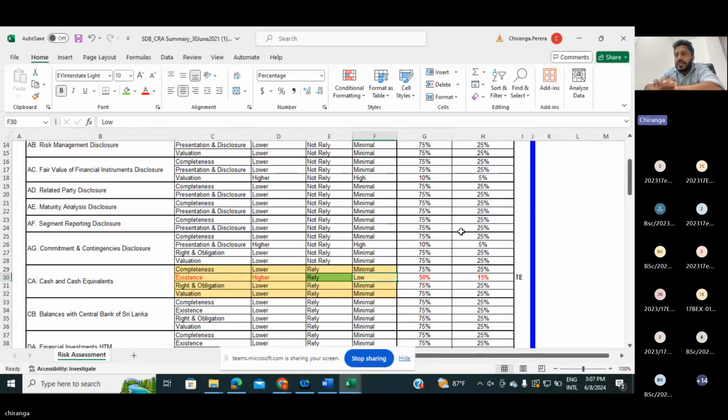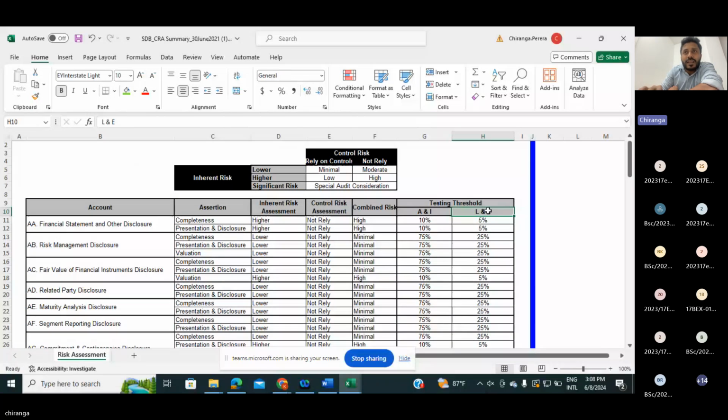So what is the high scope? 15 or 50? 15 is the high scope, right? 50 is a very low scope. 75, which is more than 50, is a very low scope. I hope it's clear.